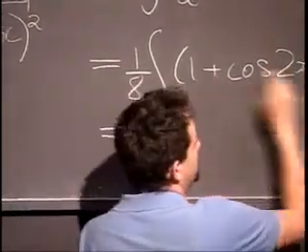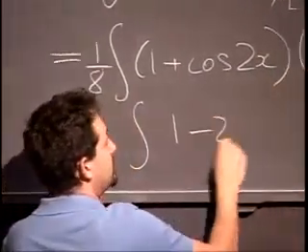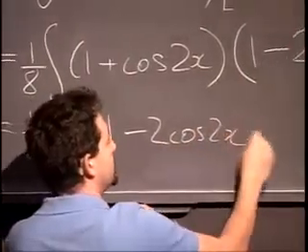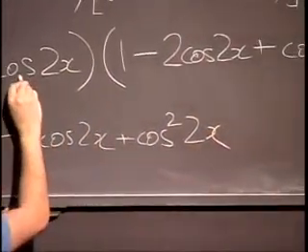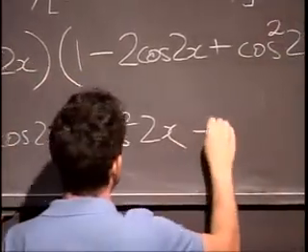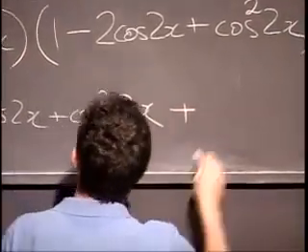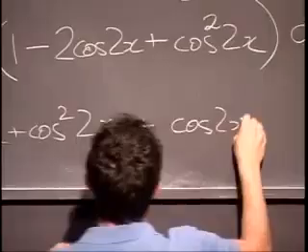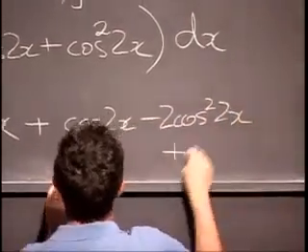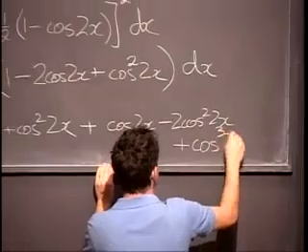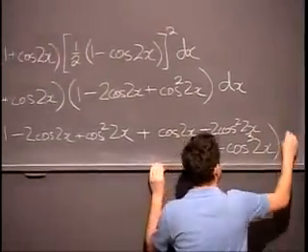Let's just multiply everything by 1 first. 1 minus 2 cosine 2x plus cosine squared 2x. And now plus cosine 2x. What do we get? Cosine 2x minus 2 cosine squared 2x plus cosine cubed 2x dx.